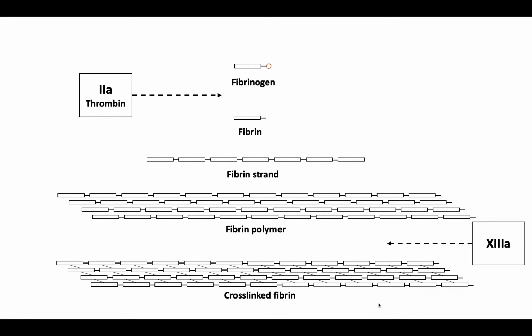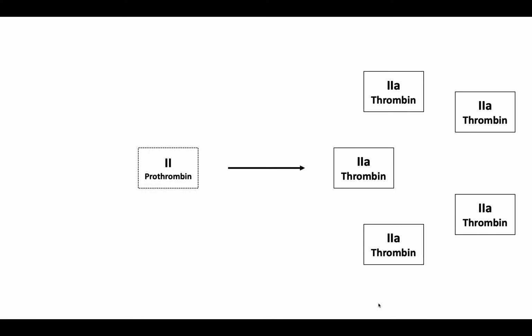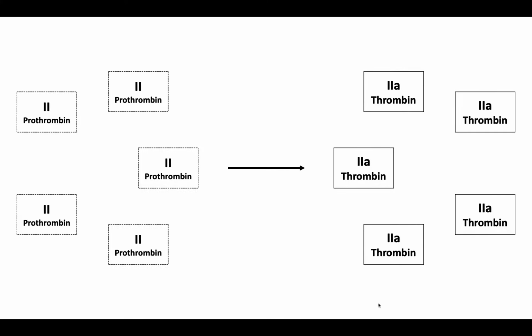Recognize that all of this is possible because of thrombin. Without thrombin, there is no fibrin clot. So let's take a step back. In order to generate thrombin, you first need the precursor zymogen, prothrombin. And in order to get a lot of thrombin, you need to convert a lot of prothrombin. Therefore, in order to create a fibrin clot, your goal is thrombin generation.